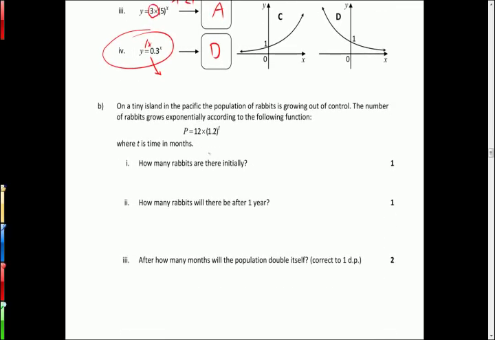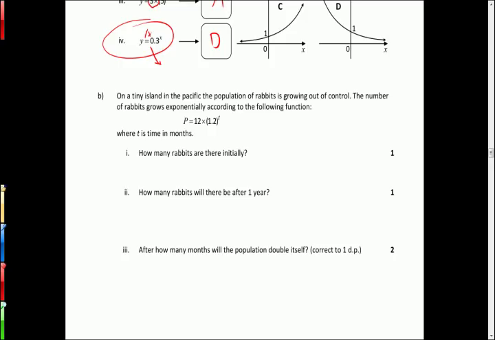On a tiny island in the Pacific, the population of rabbits is growing out of control. The number of rabbits grows exponentially according to the following function. Even if I look at the questions, P equals, that letter changes, it might be mass, it might be amount, it might be whatever. It's just P for population, okay, population of rabbits. It's just like the graphs up here, the initial sits here at the front, and then what it's getting timesed by. So there are initially 12 rabbits.